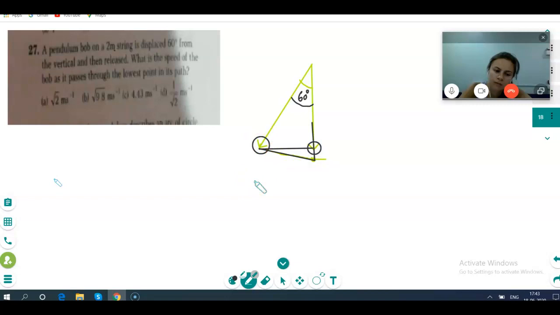Okay, so it's connected to the next topic. Yeah, connected to the conservation of energy. So let's just start the next topic, because all these questions are connected to that.